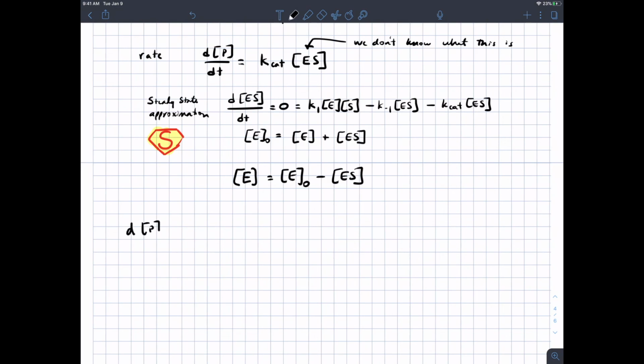This then allows us to do the following. Oops. And now we've got one equation and one unknown. We now know how much enzyme we put in. The only thing we don't know is the concentration of enzyme substrate complex.